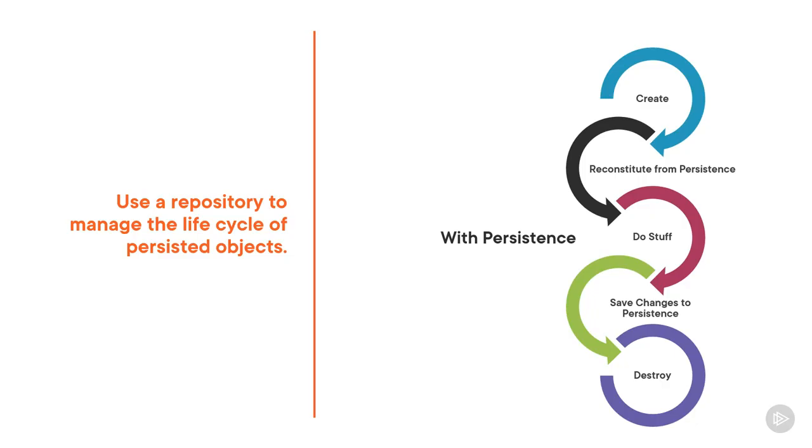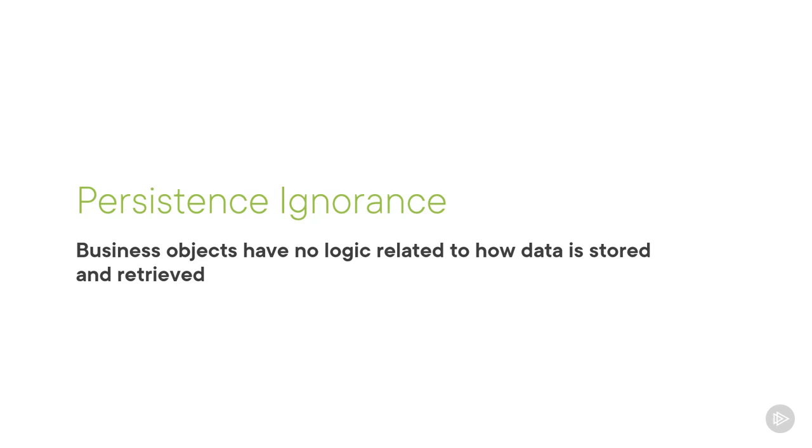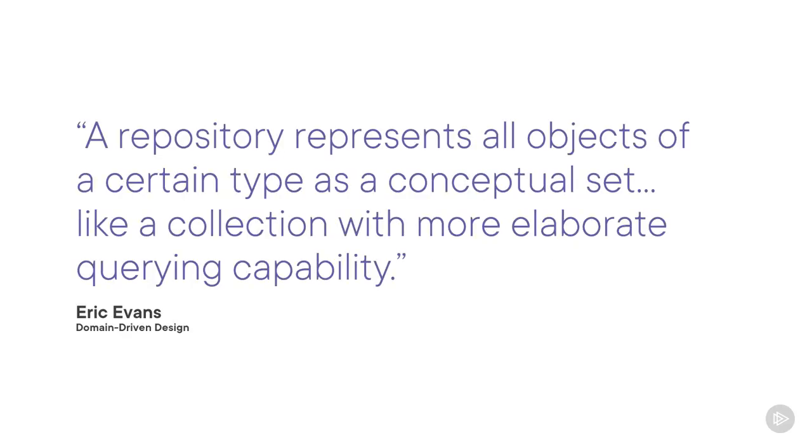You can use repositories to manage the life cycle of your persistent objects without the objects having to know anything about their persistence. We call these objects persistence ignorant because they're ignorant of how they're stored into and retrieved from a data store. In his book Domain-Driven Design, Eric Evans speaks quite a bit about repositories. They can be summed up by saying that a repository represents all objects of a certain type as a conceptual set, like a collection with more elaborate querying capability.